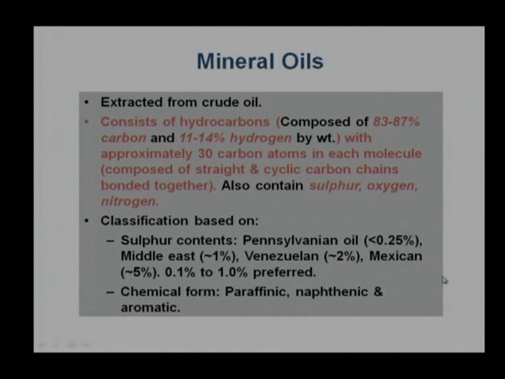The Pennsylvanian oil, which has a low sulfur percentage, will be recommended compared to Middle East or Mexican oils. We say if the sulfur content is lesser than 0.1%, that's the best, but for a tolerable range it can be 0.1 to 1%. Beyond that, we need some sort of refining process to extract the sulfur from mineral oils. Based on chemical structure, whether branched, straight or cyclic form, we divide mineral oils into paraffinic oil, naphthenic oil and aromatic oils.